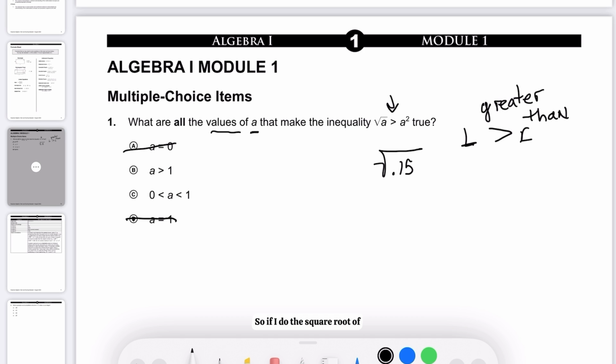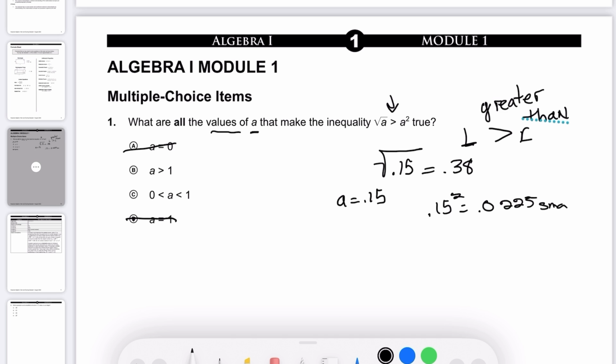Okay, so if I do the square root of, and the square root of 0.15 is my A. So A is equal to 0.15. So remember that. And then if I take the square root of that, I'm going to get 0.38. Okay. But if I do 0.15 squared, I get 0.0225. And this is smaller.